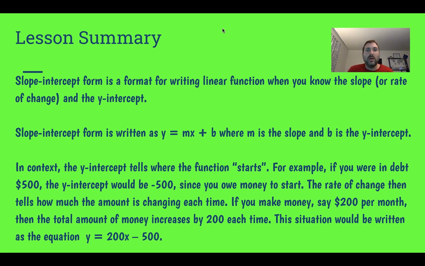For example, if you were in debt $500, the y-intercept would be negative 500 since you're owing that much money to start. Your rate of change would tell how much that amount is changing each time. So if you made $200 per month, the total amount of money that you have would increase $200 each time a month passes. A situation like this would be represented as y equals 200x minus 500. In most situations that we're dealing with, we'll have a start value and something that it's going to change by each time.